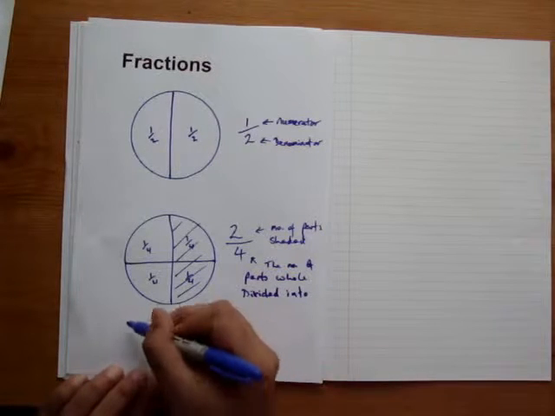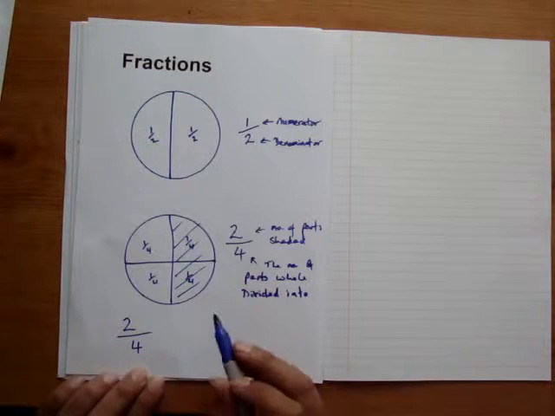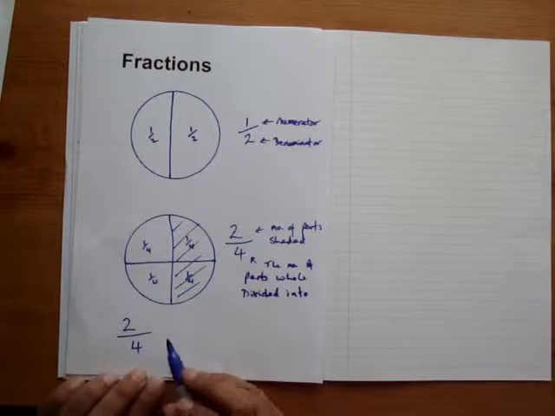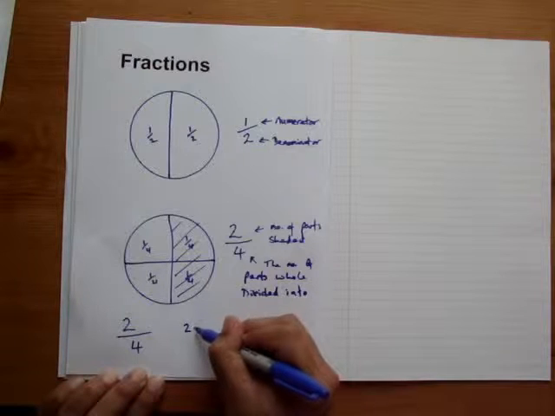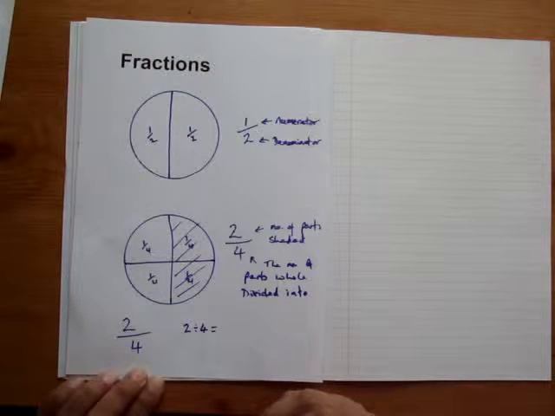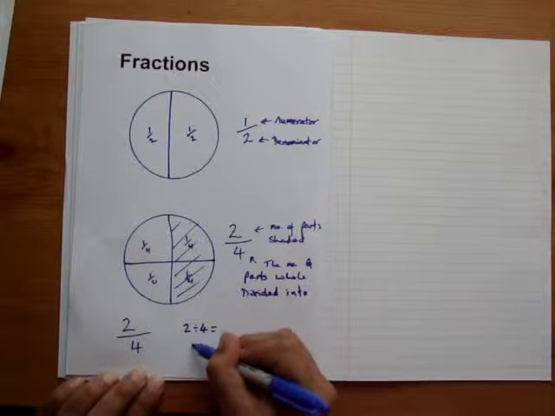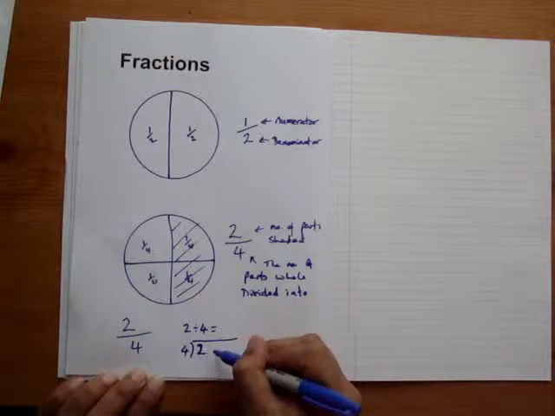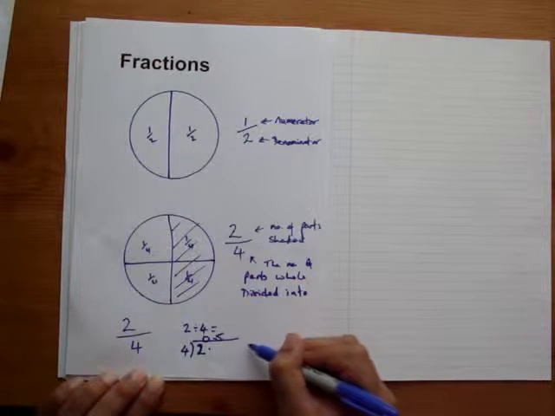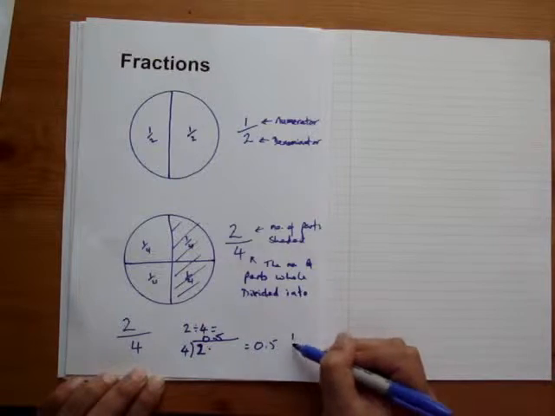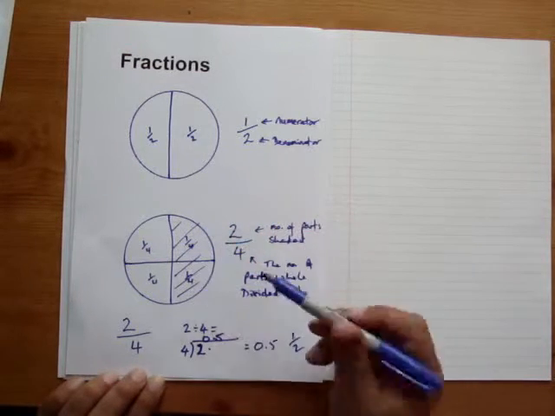Now the 2 over 4, or 2 quarters, this line can be thought of as a division symbol as well, and if we do that, that would be 2 divided by 4 equals, and if we do that quickly, 2 divided by 4, so that won't go, and 2 divided by 4 is 0.5, and 0.5 is a half, so these 2 quarters circled equal a half.